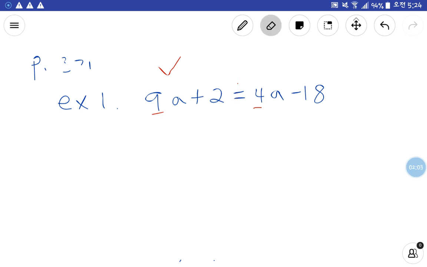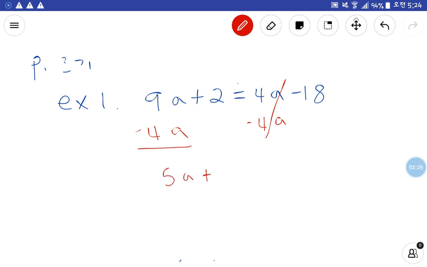So now, let me erase these marks. Okay, now, how do I move all the letters into the left? Which means I don't need a 4a. What should I do? Minus 4a each side so that I can cancel my 4a from my right side, correct? Now what? Simplify. 9a minus 4a becomes 5a plus 2 equals negative 18.